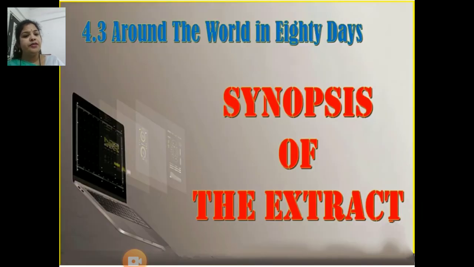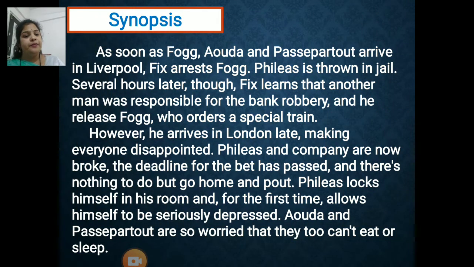Now, synopsis of the extract. Synopsis means summary. Synopsis of the extract Around the World in 80 Days. As soon as Fogg, Auda, and Passport Out arrive in Liverpool, Fix arrests Fogg. Phileas is thrown in jail. Several hours later, though, Fix learns that another man was responsible for the bank robbery, and he releases Fogg, who orders a special train. However, he arrives in London late, making everyone disappointed. Phileas and company are now broke. The deadline for the bet has passed, and there is nothing to do but go home and pout.